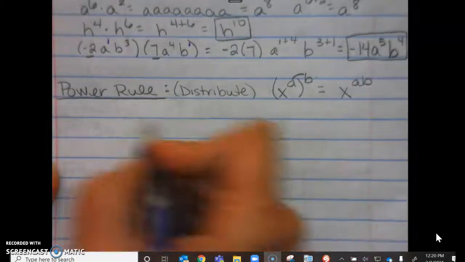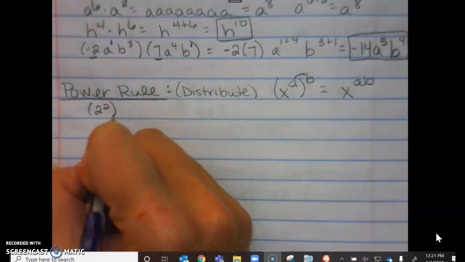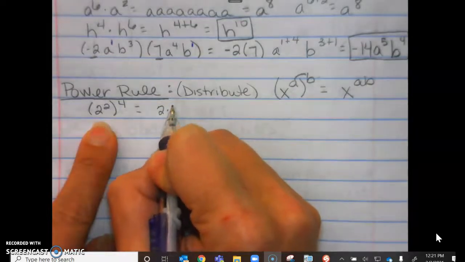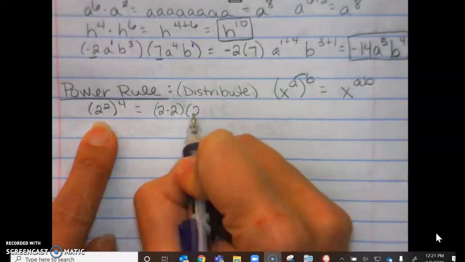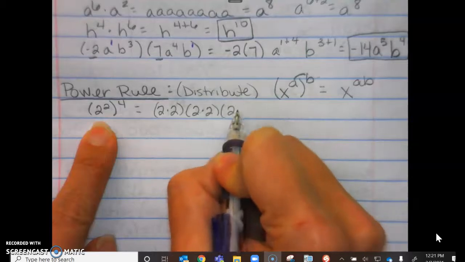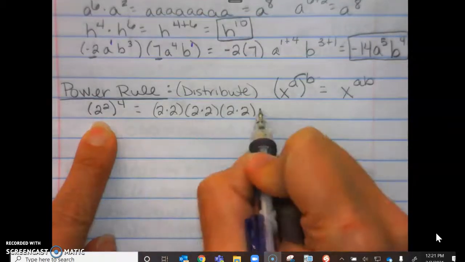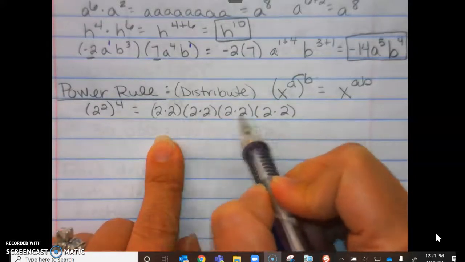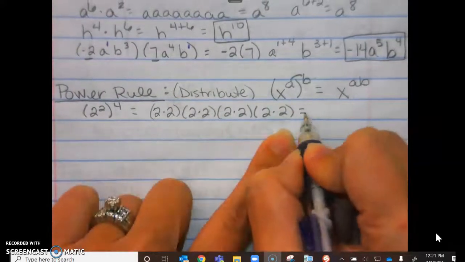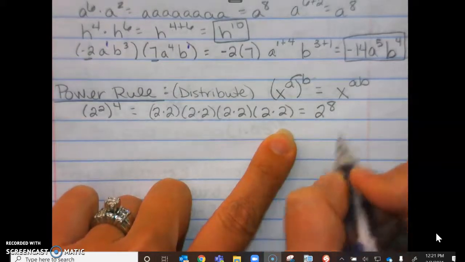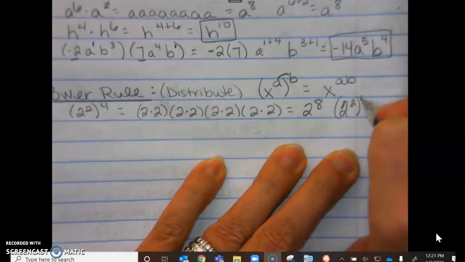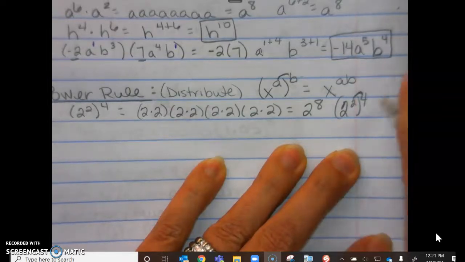If I gave you 2 squared to the power of 4, well, that means that I need to write 2 squared out 4 times. So 2 squared once, 2 squared twice, 2 squared 3 times, 2 squared 4 times. So I still have 2 times 2 times 2 times 2 times 2 times 2 times 2 times 2. So this becomes 2 to the 8th. And the way the rule works is if we distribute, 4 times 2, we get 8.